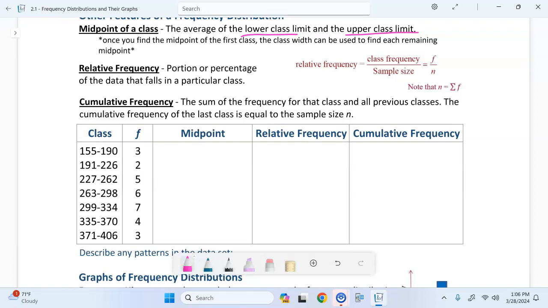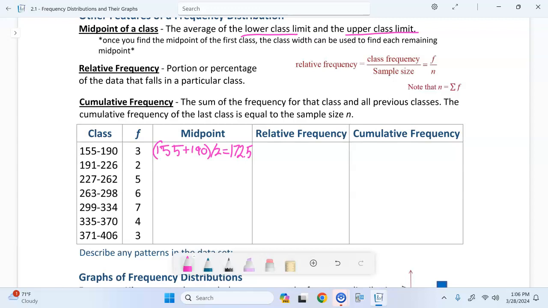How do I find the average between two numbers? We add them up and divide by how many? In this case, it's 2, because we're averaging the lower class limit and the upper class limit. We take 155, add it to 190, divide by 2. What's our midpoint? 172.5. So that is the number that is right in the middle of that first class.